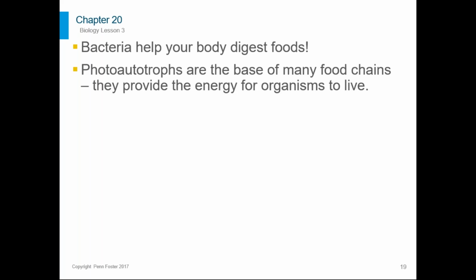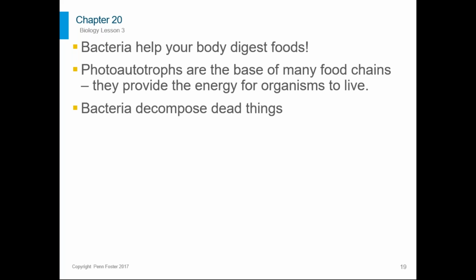Photoautotrophs, remember they're bacteria or archaea that make their own food from sunlight. And that makes them the base of many food chains. They're where the food starts. So they provide the energy for many organisms to live. They also produce oxygen while they're at it.